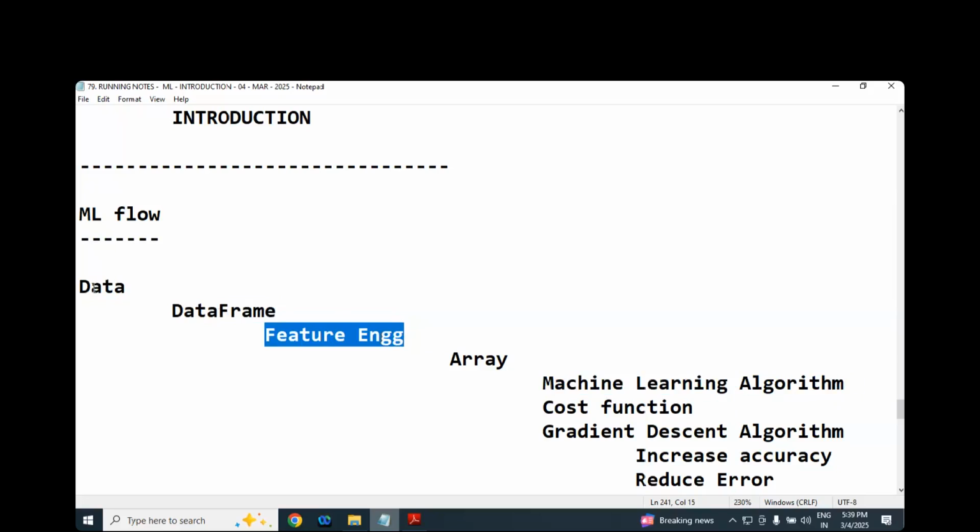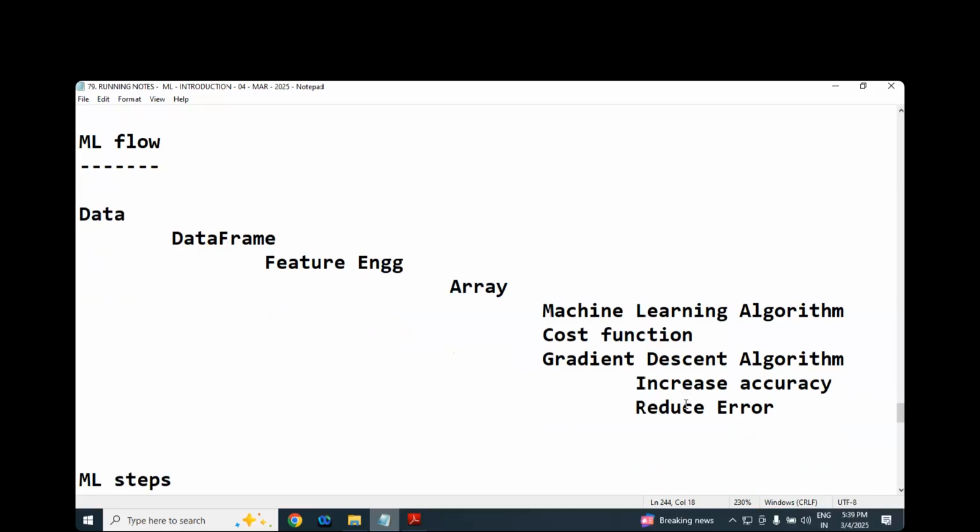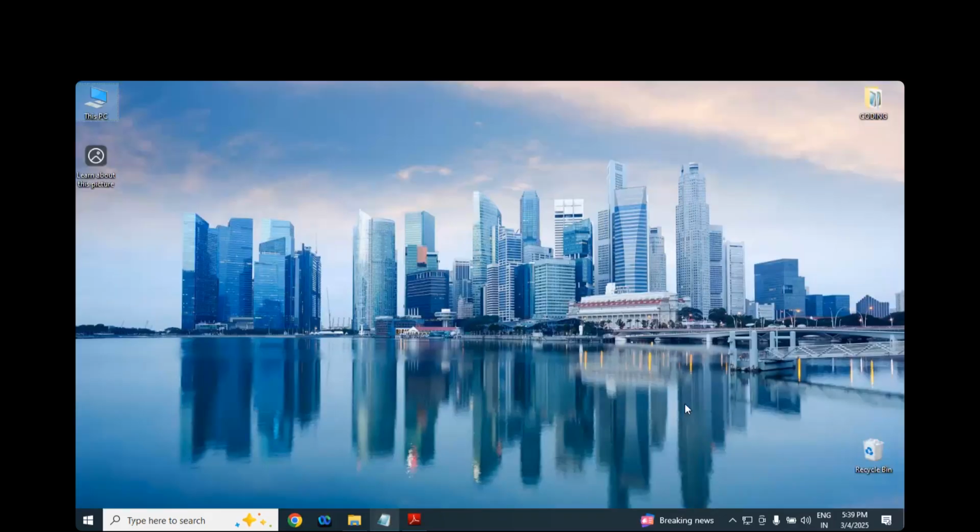Come on, read along with me. Data, data frame, feature engineering, array, machine learning algorithm, cost function, gradient descent algorithm, increase accuracy, reduce error. Come on, let us deliver without seeing. I will help you. Data, data frame, feature engineering, array, machine learning algorithm, cost function, gradient descent algorithm, increase accuracy, reduce error.